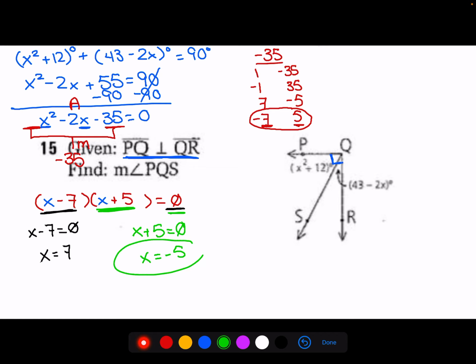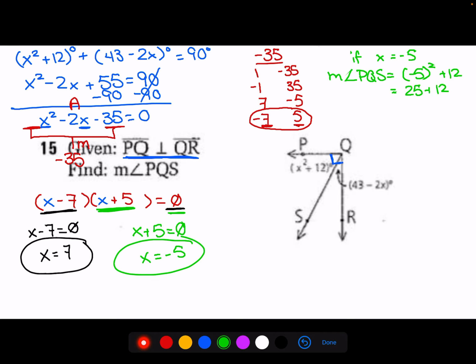But we're not trying to solve for x, we're trying to solve for the measure of angle PQS. So we're trying to find this measurement here. I go ahead and plug these numbers back in. If x equals negative 5, then the measure of angle PQS is equal to negative 5 squared plus 12. That gives me 25 plus 12, which is 37 degrees. If x is equal to 7, then the measure of angle PQS is equal to 7 squared plus 12. That gives me 49 plus 12, which is 61 degrees.